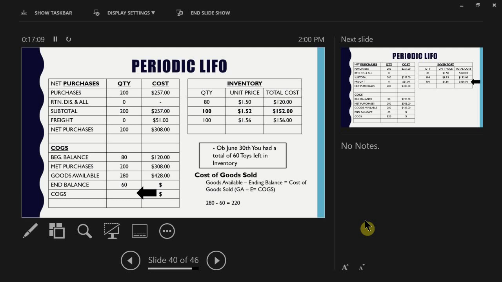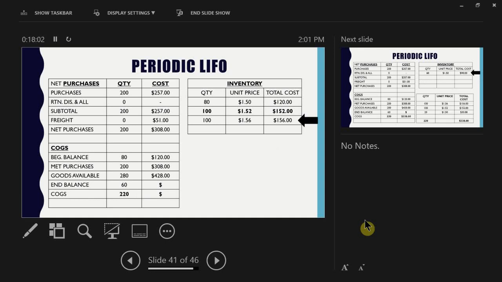And now, here is where I added my beginning inventory, right? So in this context, I plugged in my 80, I plugged in the 120 there, and I plugged in my net purchases to give me a grand total of goods available of 280, costing me a total of $428. Okay? So once again, I'm given this piece of information that I should have 60 items remaining in my inventory. So if you have 280 items and you have 60 items left, how much is your cost of goods sold? Or how many items did you sell? 220. Okay?